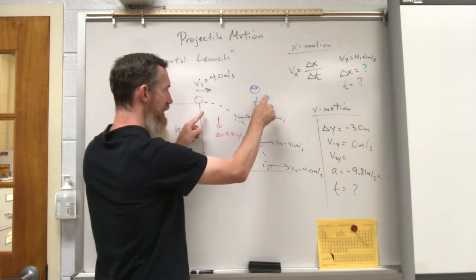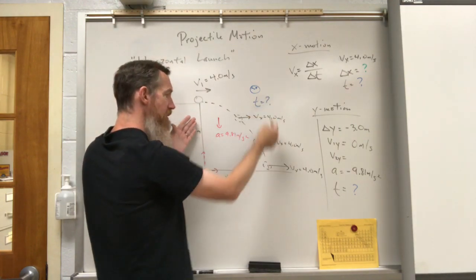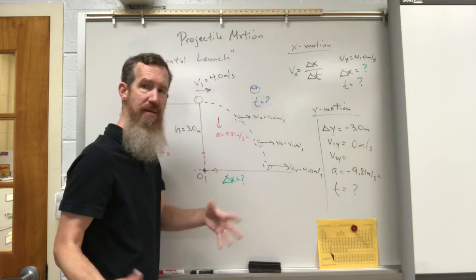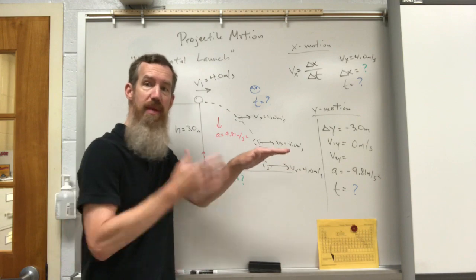And so the time, if I go from here to here, as I move this way sideways, it takes a certain amount of time. That's going to be the same amount of time that it goes from here to here, downward. So time is the link. Time marries the two motions together, because those motions, the sideways motion and the up and down motion, are happening at the same time.